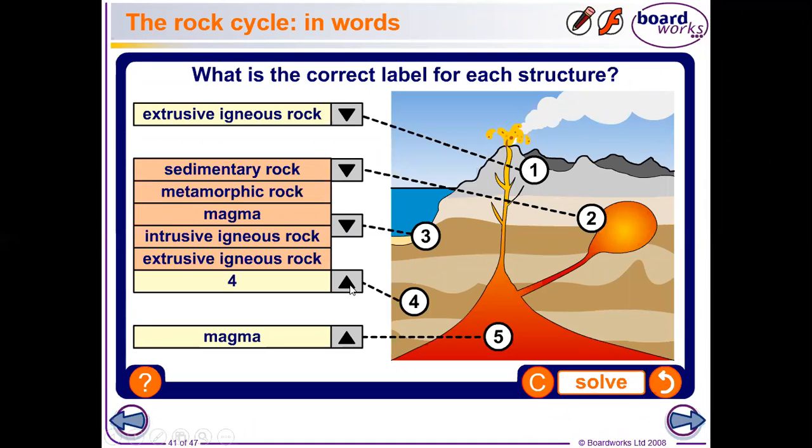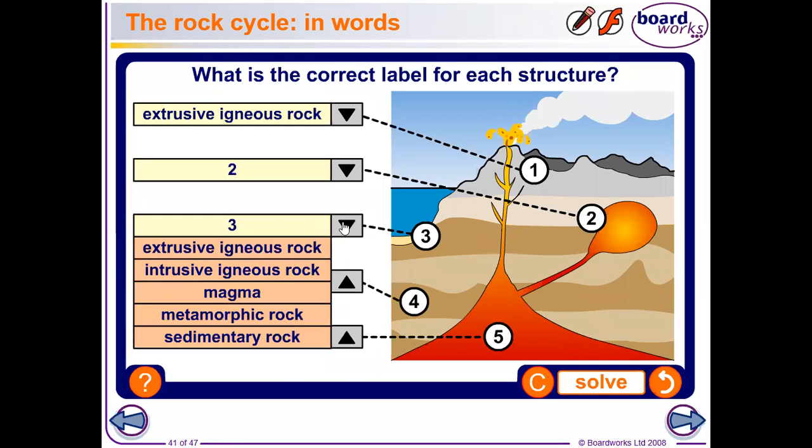Number 4, magma. Yes. Sedimentary. Intrusive igneous. Are you sure? Yes, it's intrusive igneous because it's closer to the magma. Okay, what about number 3? This is sedimentary. Yes, well done, sedimentary.